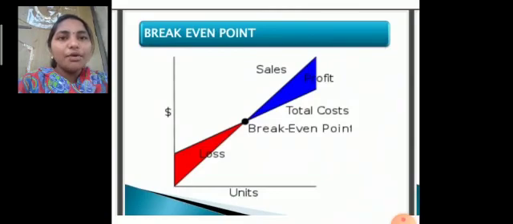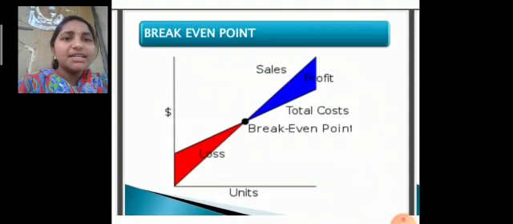Break-even point graph is there. We can see the blue color is profit, the red color is loss. Where the loss and profit intersect, they form the break-even point.